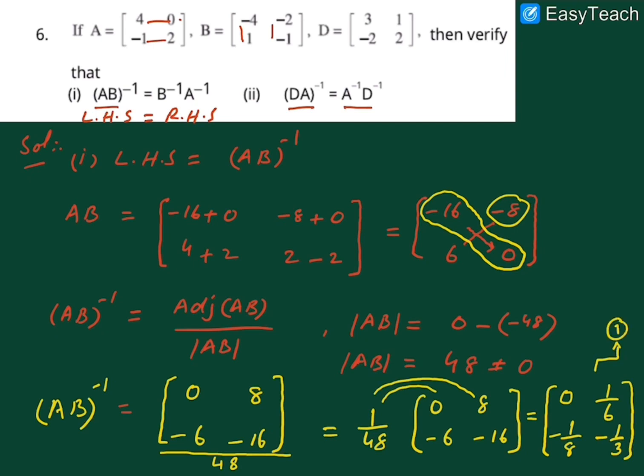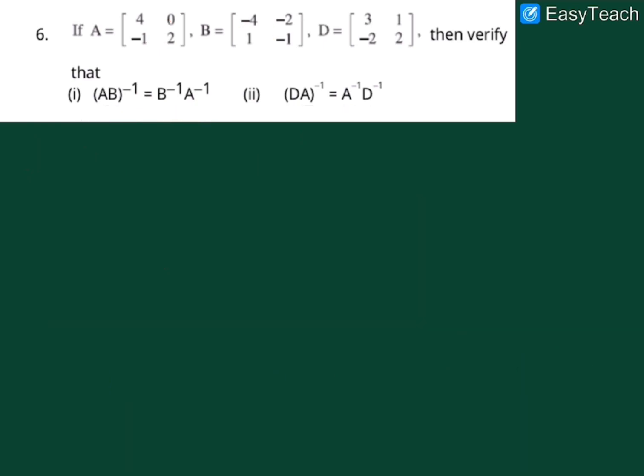Okay, now we will find the right hand side. Right hand side is B inverse into A inverse. So let's take the right hand side, which is B inverse into A inverse. First we will find B inverse, then A inverse, then we will multiply both. So how to find B inverse? B inverse is adjoint of B over B determinant.